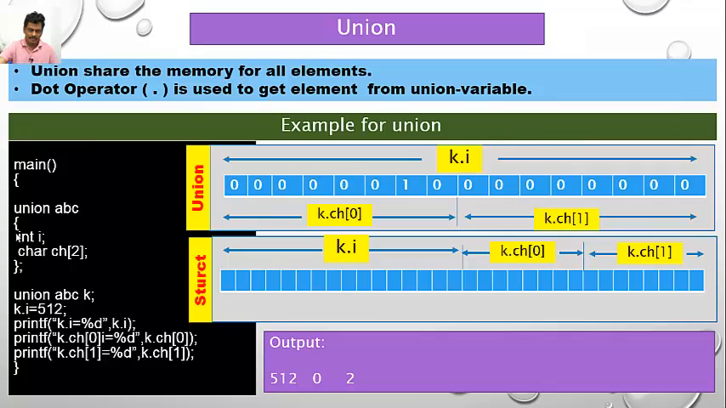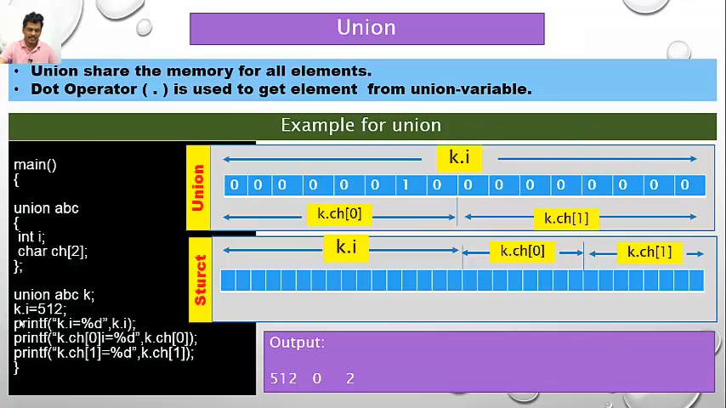But in case of a union, I requires 2 bytes, and ch of 2 is also 2 bytes. So it occupies only 2 bytes. The union variable k occupies only 2 bytes, just like k dot I, totally 16 bits. ch of 0 shares the first byte of k dot I, the first 8 bits for k dot ch of 0, and the second 8 bits for k dot ch of 1. So it shares the memory.